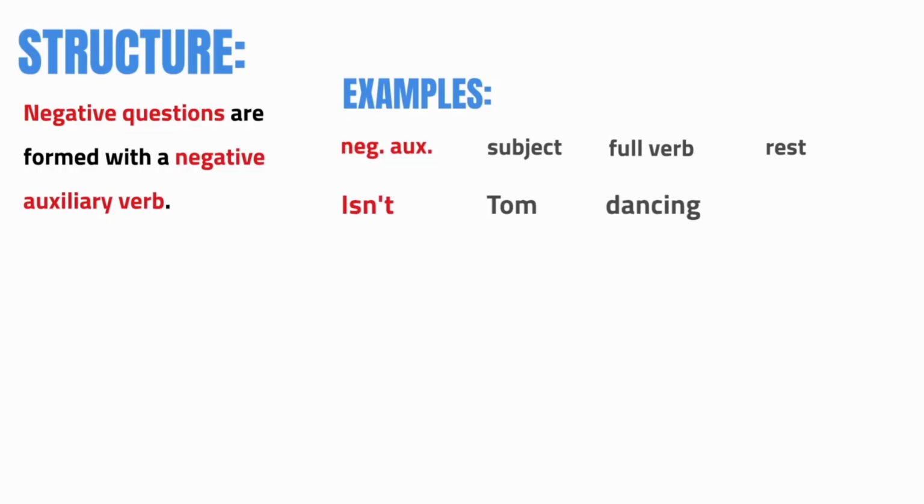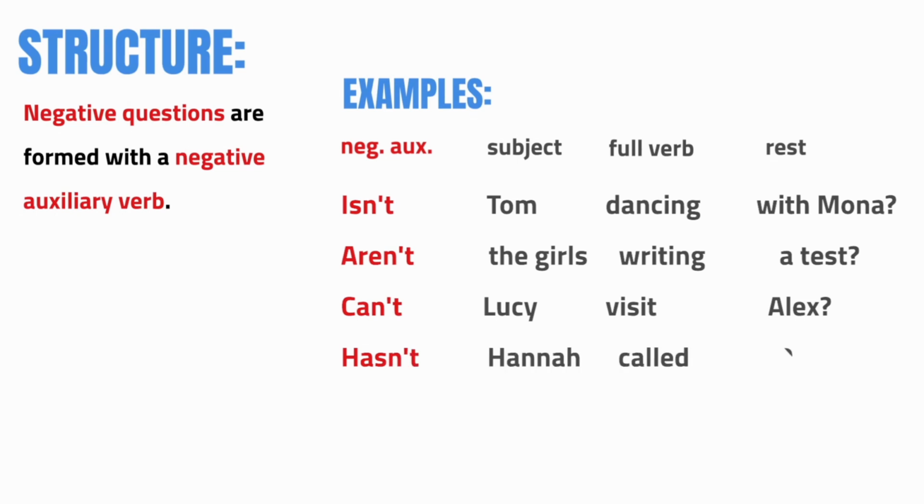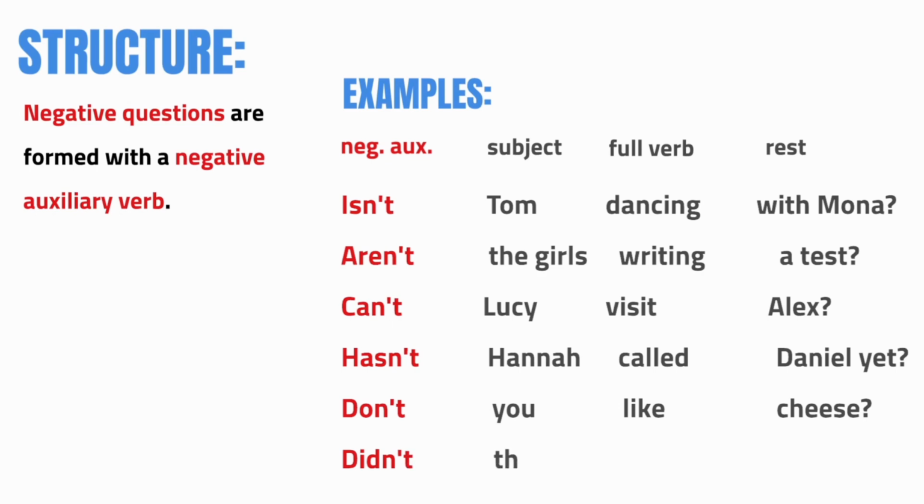Isn't Tom dancing with Mona? Aren't the girls writing a test? You always want to make sure by asking these kinds of questions. Can't Lucy visit Alex? Hasn't Hannah called Daniel? And another negative auxiliary is don't, for example. Don't you like cheese? I always thought you would. And in the past tense, it's: didn't they stay at home? Because I saw them at the party, for example.